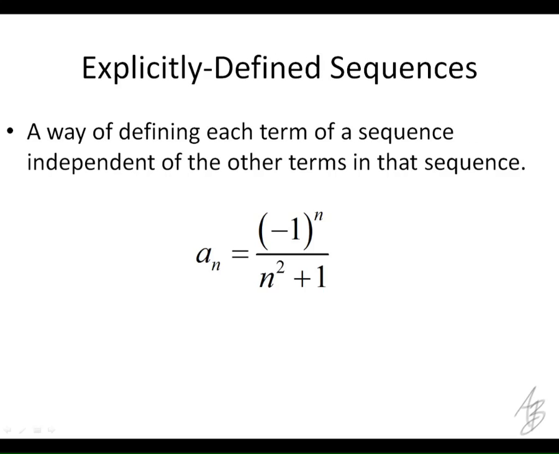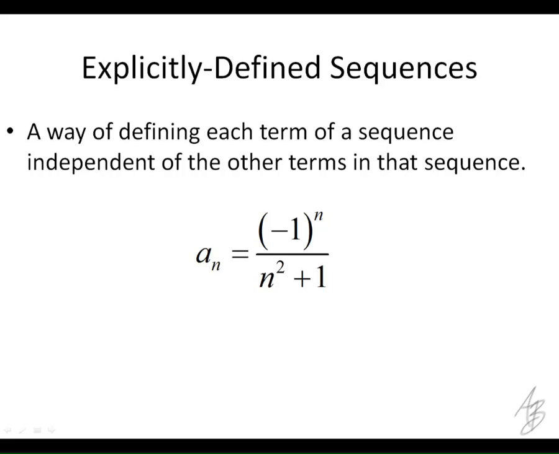Okay. So an explicitly defined sequence is a way of defining each term of a sequence independent from the other terms in the sequence. So basically it's just a formula that says if you know what term number you are on, then just plug that number in for n and you're going to figure out what that term is. So this is an example of an explicitly defined sequence.